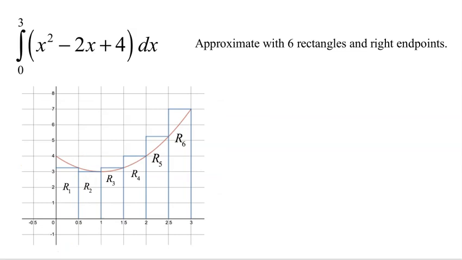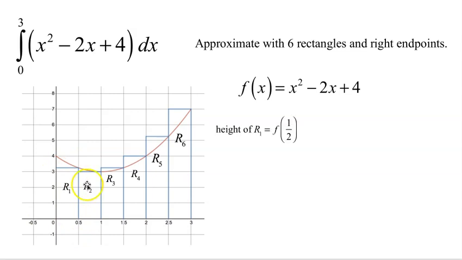So here's what we're working with. There's our function, and there are the 6 rectangles. The function f of x is the x squared minus 2x plus 4 we are looking to examine. Now, what is the height of the first rectangle? Well, I am using right-hand endpoints. So the right-hand endpoint on the first rectangle occurs at 0.5. So the height of the first rectangle is the value of the function at 0.5, f of 0.5. So f of 1/2 is the height of the first rectangle.